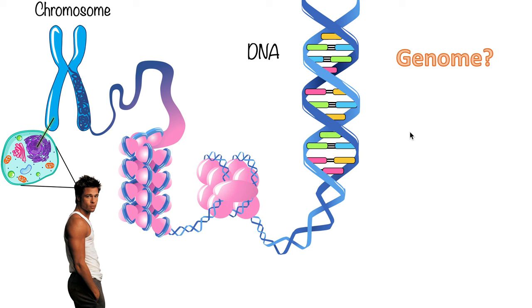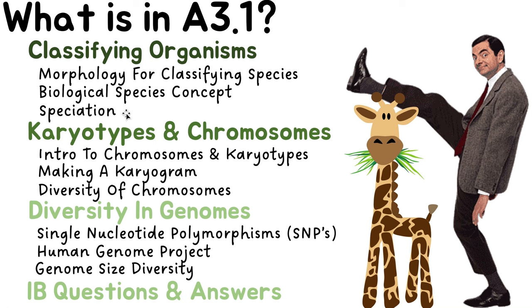Okay, so we just talked about this. Let's recap. We talked about classifying organisms. We talked about all of these karyotypes and chromosomes. We talked about how a karyogram is formed. We talked about how different organisms have different chromosomes. We talked about the evolution of human chromosome 2. And now we're going to talk about this bit here and then do some questions.